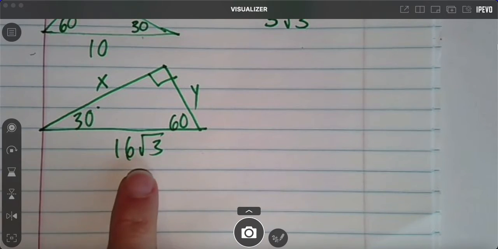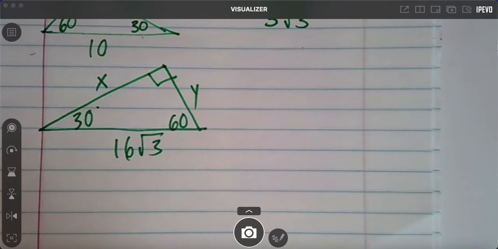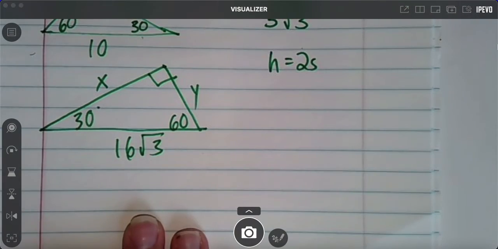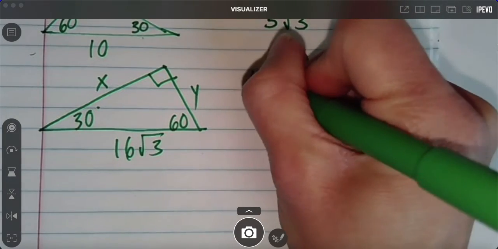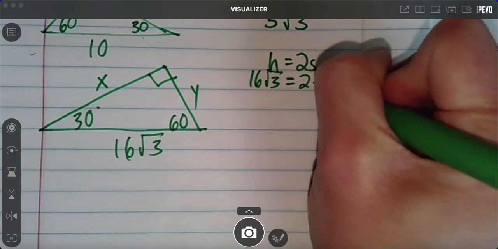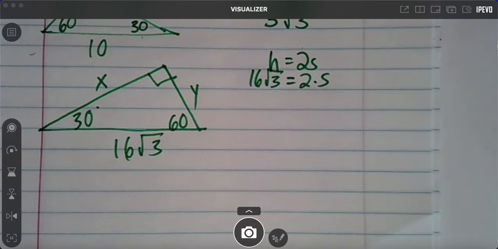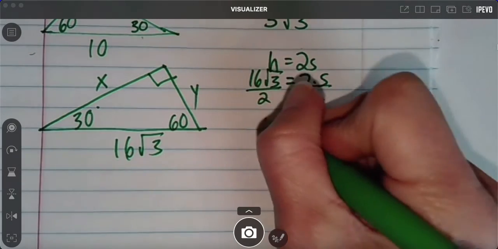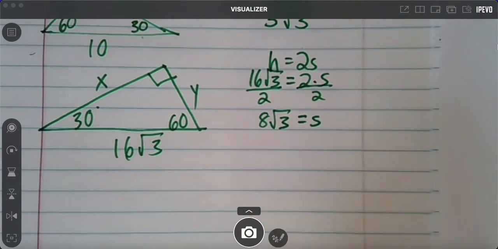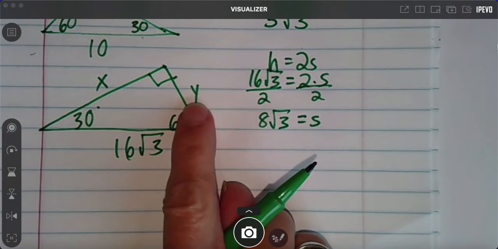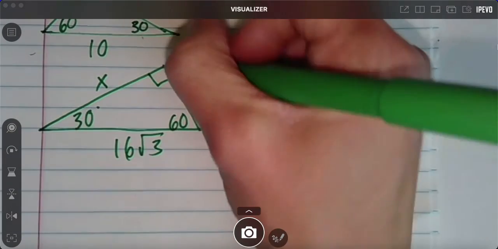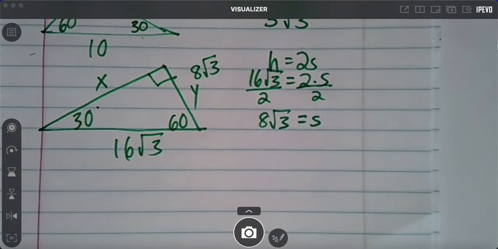Okay, here we go. I need to know, okay, this is 60, so that's my long leg, that's my short leg. They only give me the hypotenuse. So which formula am I going to have to use first? The one with the hypotenuse. Does everybody see that? So I would write this formula down. It's over there on the board. So the hypotenuse equals 2 times s. How would I solve for s? Divide by 2. And what's 16 divided by 2? Yeah, so I have 8 square root of 3 is my short leg. That's this one right here, right? Does everybody agree that y is the short leg? Because it's across from 30. So that one is 8 square root of 3.